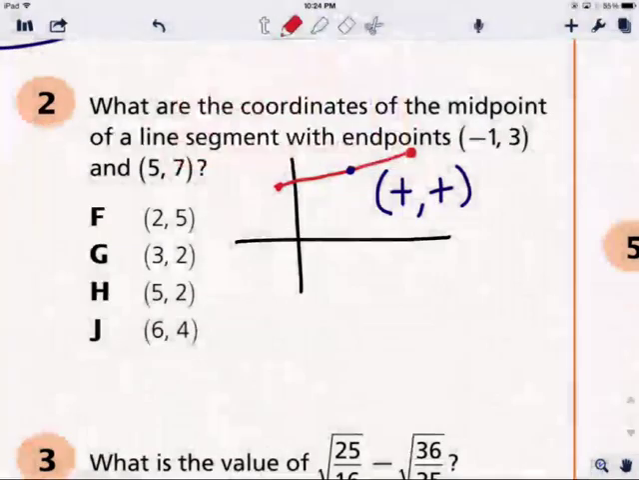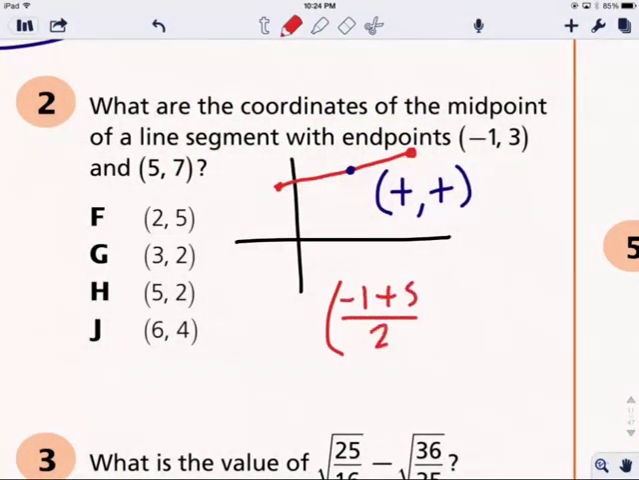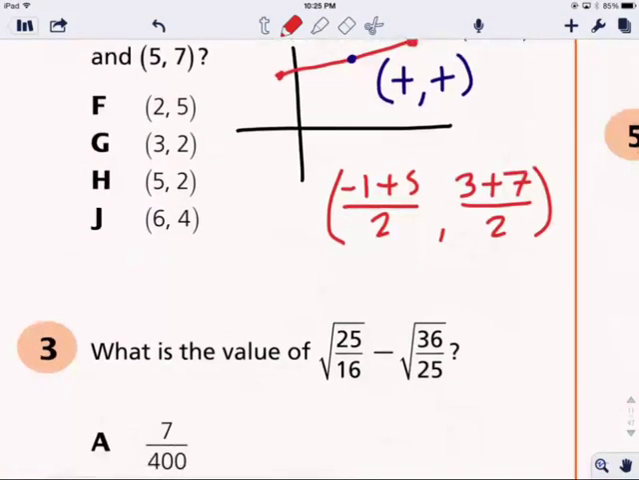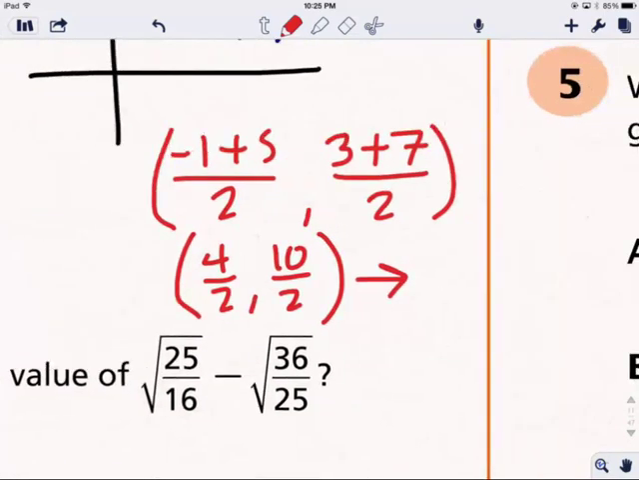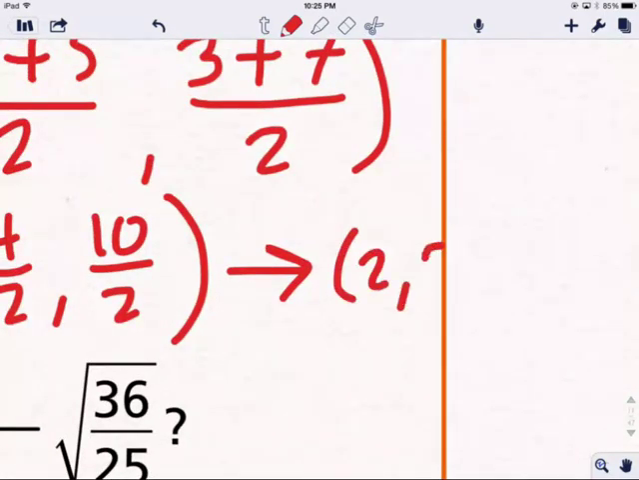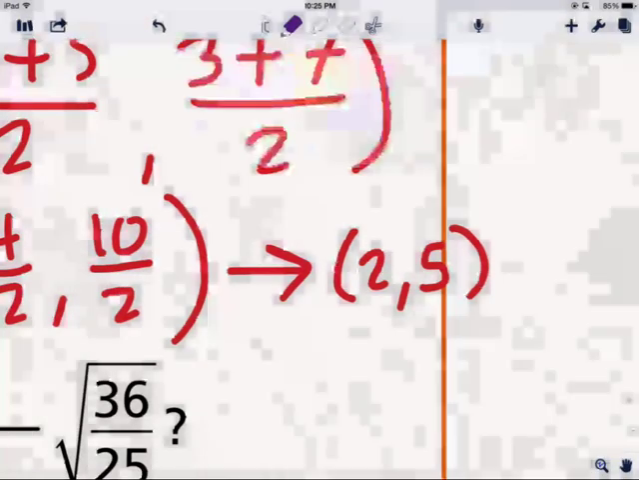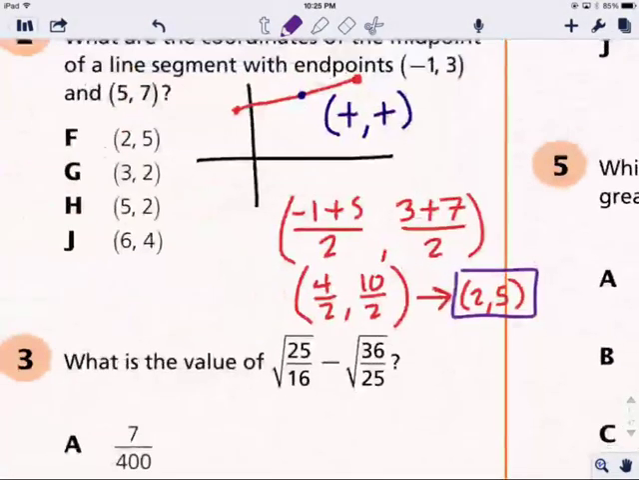The x coordinate is going to be negative 1 plus 5 divided by 2. The y coordinate is going to be positive 3 plus 7 divided by 2. So that is going to be negative 1 plus 5 is positive 4. 3 plus 7 is 10. And that will turn into 2, 5. So that would be the coordinates of the midpoint. And that corresponds to letter choice F. So I hope that's a letter choice you picked.